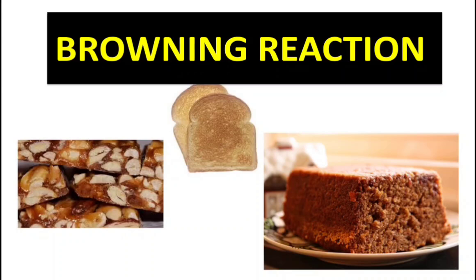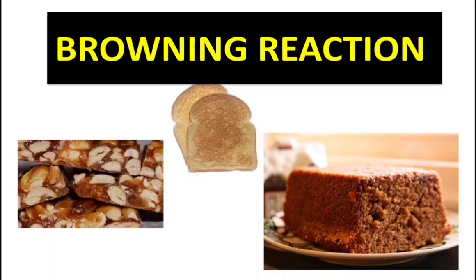Let's say tea is brown in color. When you boil water and add some tea leaves to it, the color changes from white, from a transparent color, to a brown color. When the color changes, it is imparting a flavor to the tea.